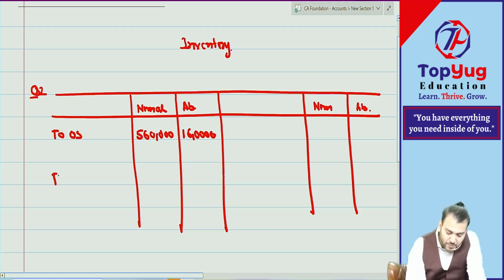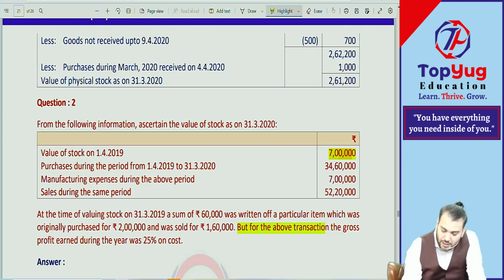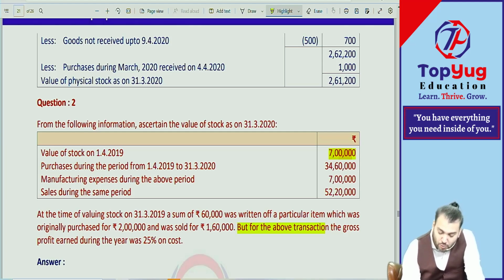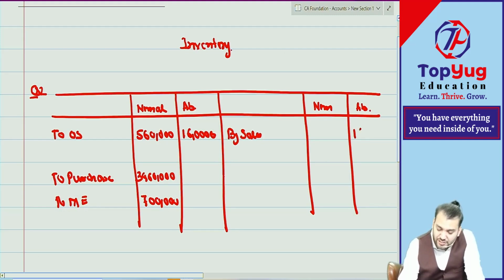Then during the year how much have they purchased? 34 lakh 60,000. What was the manufacturing expense? Manufacturing expense will be debited 7 lakh. And how much sales? This abnormal stock was sold for rupees 1 lakh 60,000. So this was sold for rupees 1 lakh 60,000.